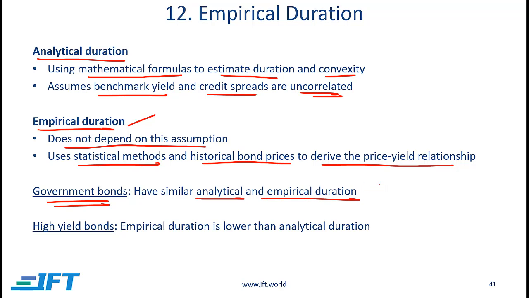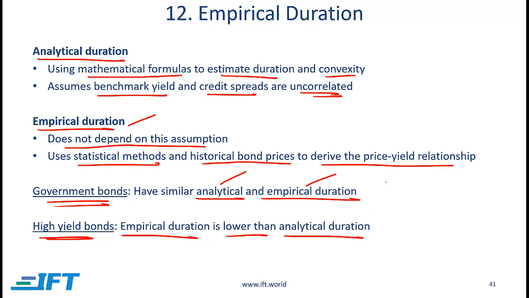So since there is no credit risk, the value that we will get using analytical methods and empirical methods will be the same. However, with high yield bonds, the empirical duration will be lower than the analytical duration. This is because credit spreads and benchmark yields are negatively correlated. And let me quickly explain why.